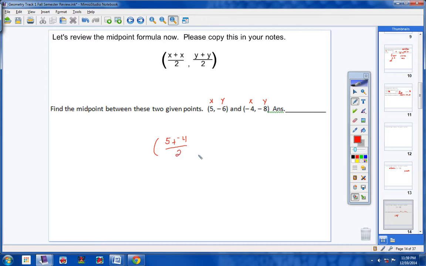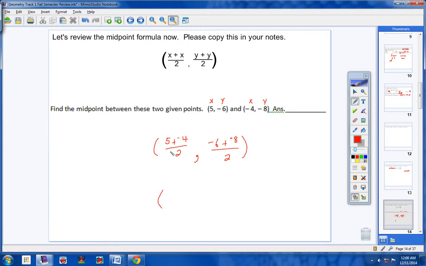Divided by 2, comma, Y plus Y divided by 2, negative 6, plus a negative 8. Now, students, I'm going to be honest with you. You really, by this age, should have mastered your signed numbers by now, positives and negatives. However, if you haven't, at this point, you are allowed to use calculators. So if you struggle with these, feel free to use a calculator, okay?